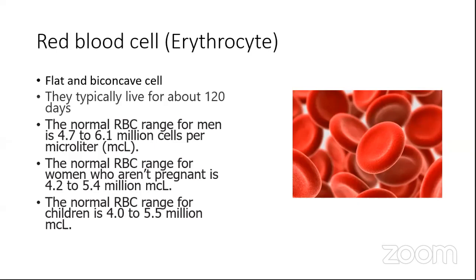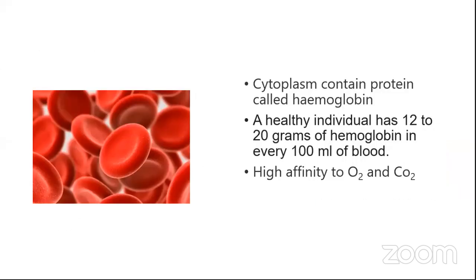So approximately 4 to 5.5 million red blood cells are present in a microliter of blood. Okay. Mainly, what is the function of the red blood cells? The red blood cells carry the oxygen. Okay. How are they able to carry the oxygen?